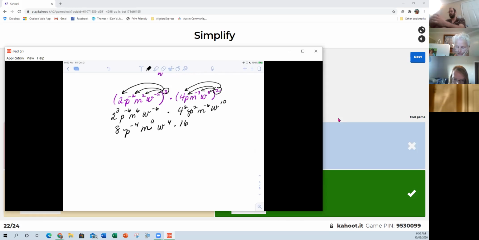So this just turns into a 1. So I have 8 times 16 is 128. And the w to the fourth gets to stay on the top because it's got a positive exponent. And this guy has to go down at the bottom because it has a negative exponent.